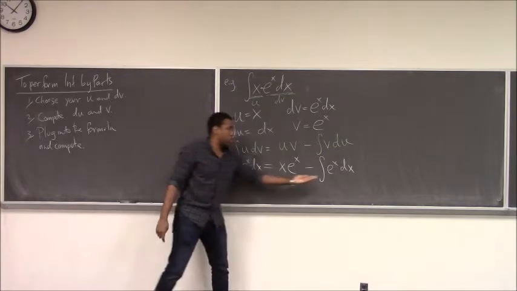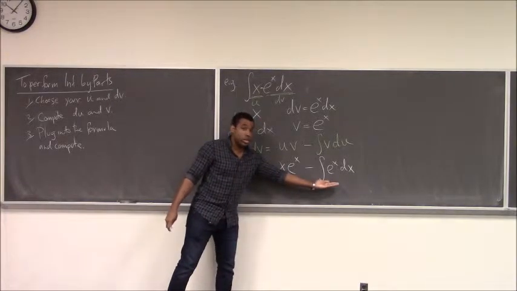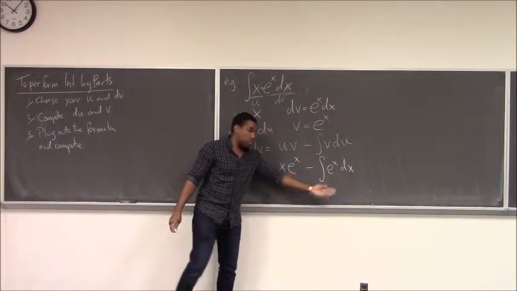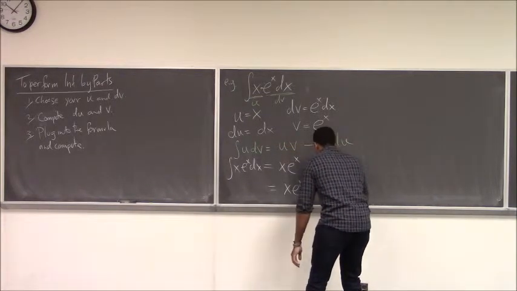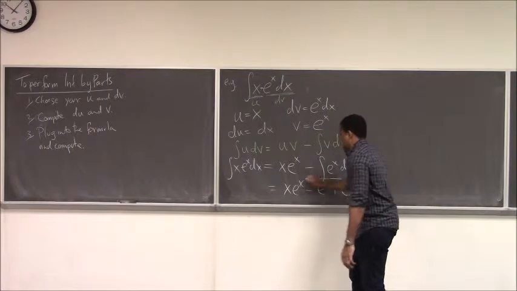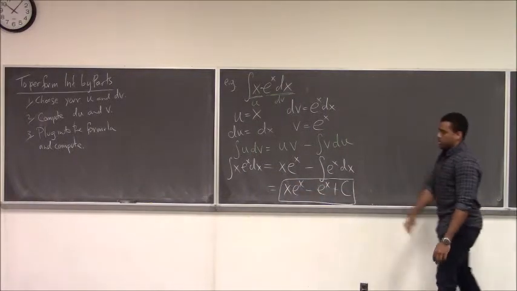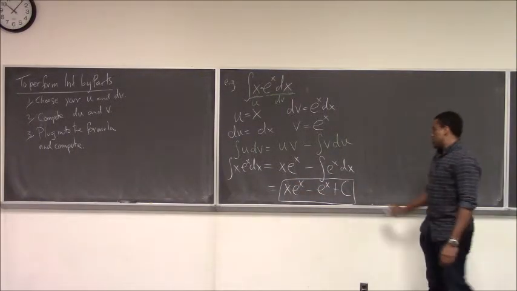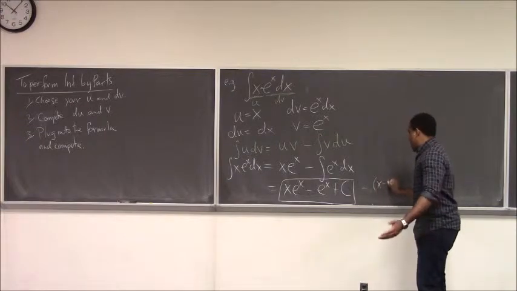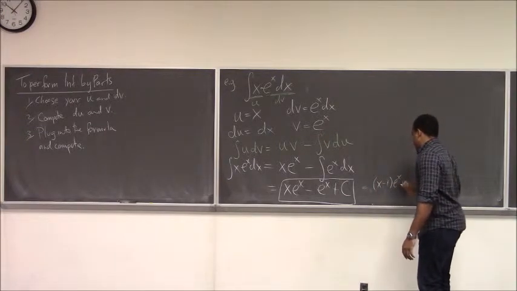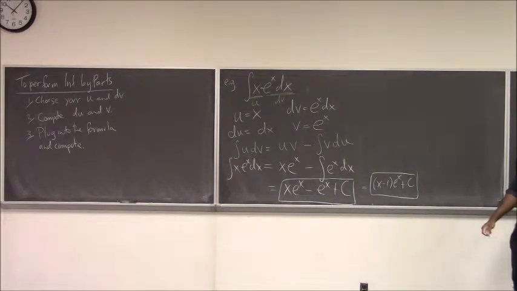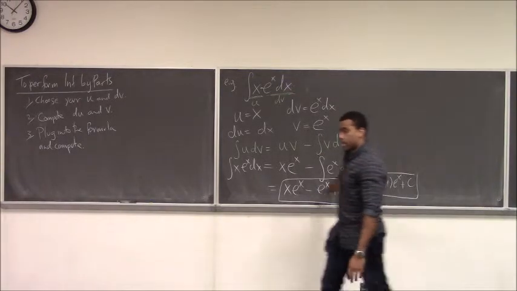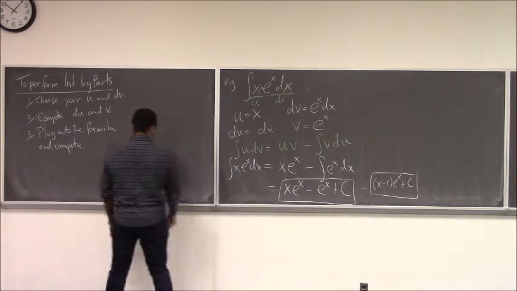And now, lo and behold, that integral is a lot easier. We have a basic rule that works on that integral. That's the integral. You might also write this by factoring out the common e, whatever. But that's the antiderivative. If you differentiate this, you will get the original integrand.